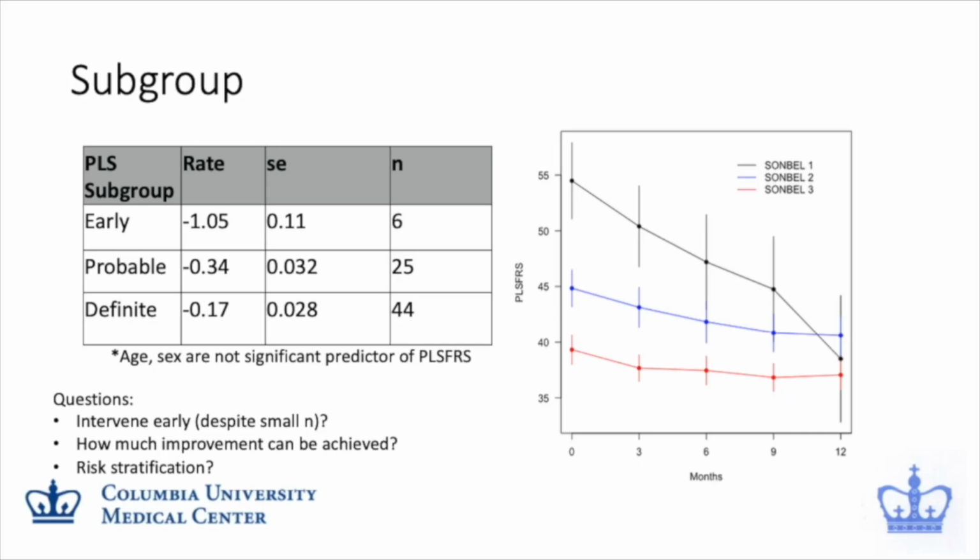But it has implications on when we want to intervene on these participants. So whether we should intervene at an early time point, or whether we want to enroll more participants so that we're going to have a larger sample size. And this is also an indication that risk stratification might be useful based on the symptom onset.